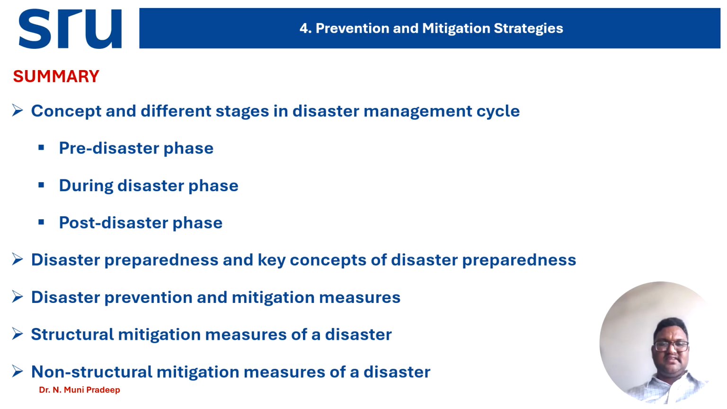So with this, I conclude unit 4. I'll quickly summarize. In this lecture, for all parts A, B and C, we covered the concept and different stages in the disaster management cycle, that is pre-disaster phase, during disaster phase and post-disaster phase. Disaster preparedness and key concepts of disaster preparedness, and then disaster prevention and mitigation measures, which include structural mitigation and non-structural mitigation.